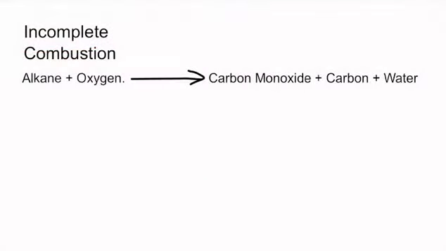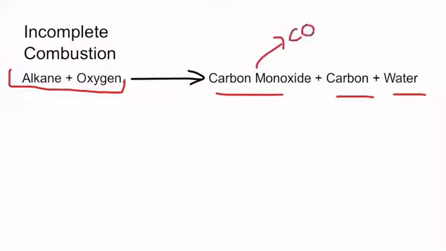Alright guys, so we've talked about the complete combustion of alkanes. Now let's talk about the incomplete combustion. So in the same way, we're going to react our alkane with oxygen, but this time we produce carbon monoxide, carbon, and then water again. The thing we need to know about carbon monoxide compared to carbon dioxide is that carbon monoxide is actually poisonous to us humans because it binds to the red blood cells in our body and means that they don't have enough space to bind to oxygen, and that's how we get carbon monoxide poisoning.